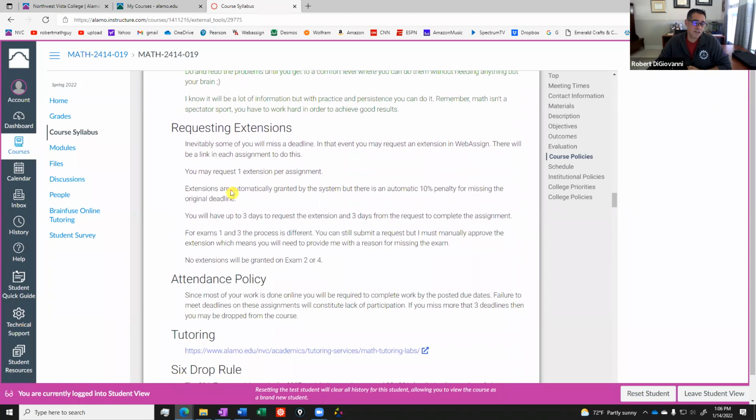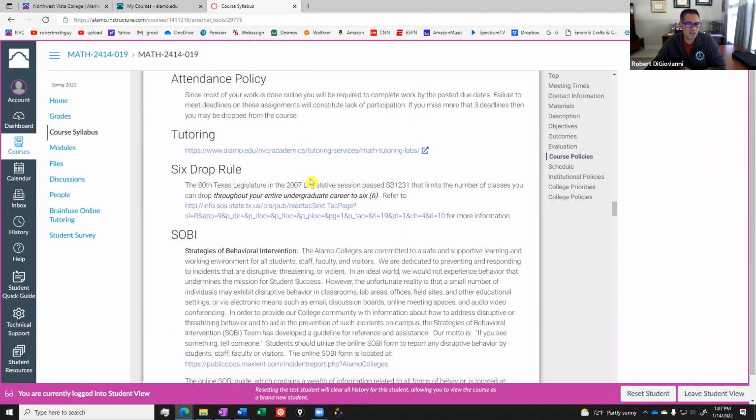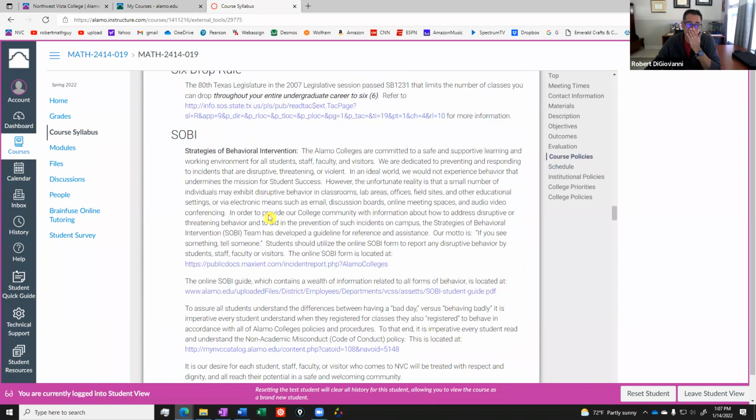All right, requesting extensions. If for some reason you miss a homework deadline off that schedule, don't worry. Let's say it's due on Sunday night. Wait till Monday morning. When you go to the assignment, it'll say it's past due and you can request an extension then. There will be a 10% penalty, but at least you'll be able to turn in the assignment and get a grade. So that's that. There's an attendance policy about making sure you're meeting your deadlines. And then there's a link to some tutoring, and the rest of it is administrative stuff from the college.